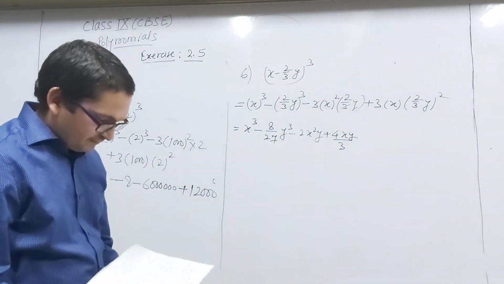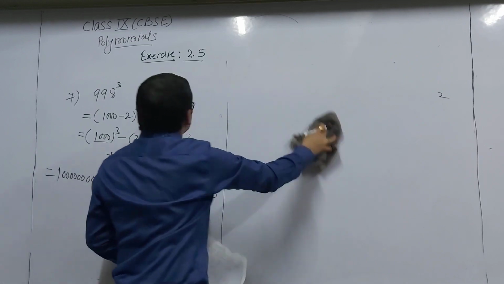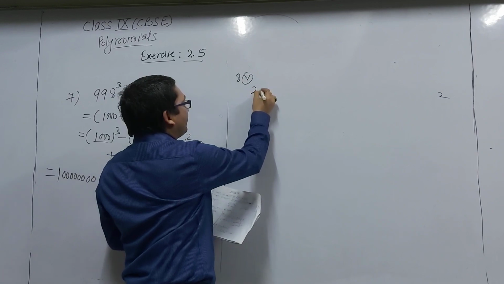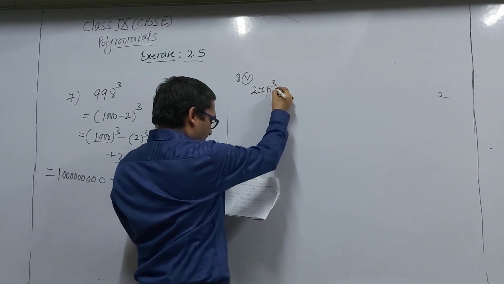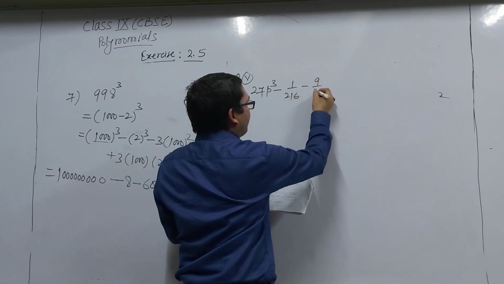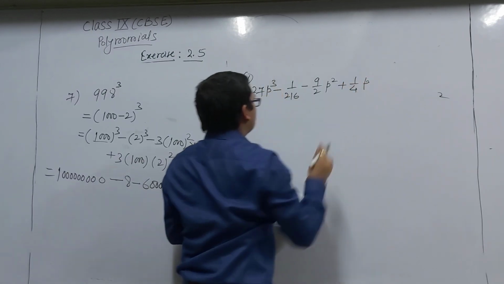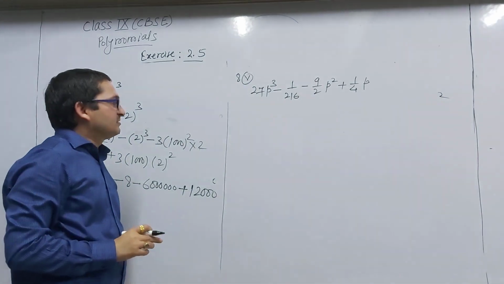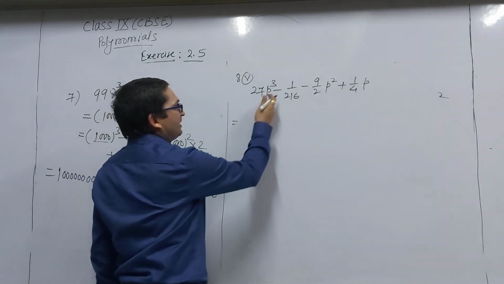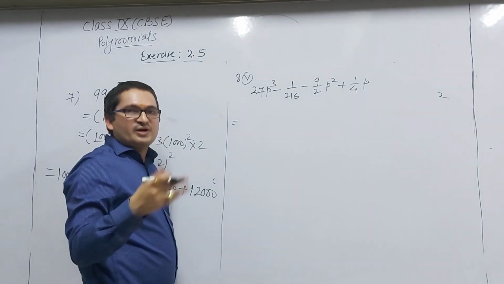Now one more question. Question number 8 from NCERT textbook exercise 2.5, fifth part. It's given 27p cube minus 1 upon 216 minus 9 upon 2 p square plus 1 upon 4 p. Just express it in the form of a minus b whole cube or a plus b whole cube. This has the minus sign, so you will get a minus b whole cube. Or it can be given as factorize the given expression.